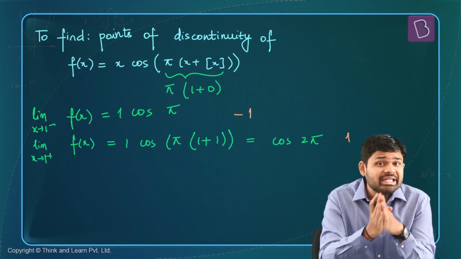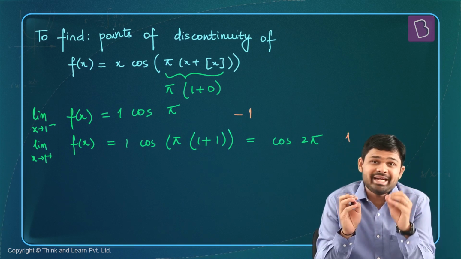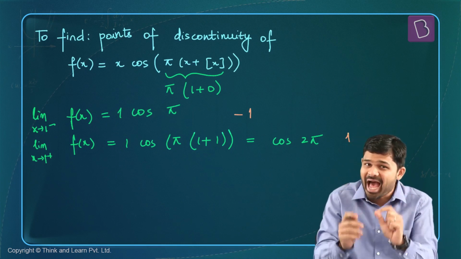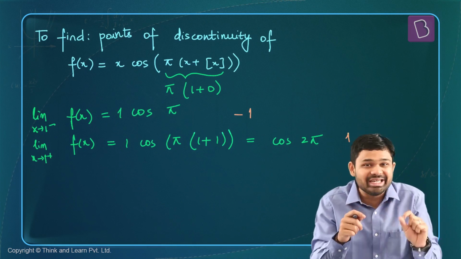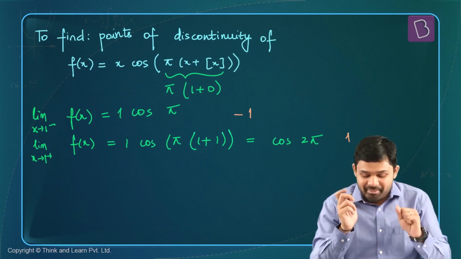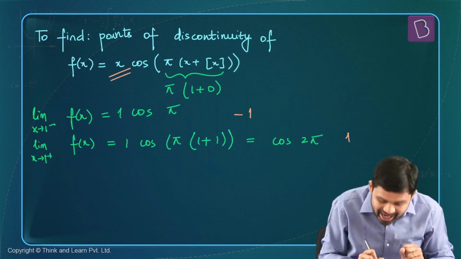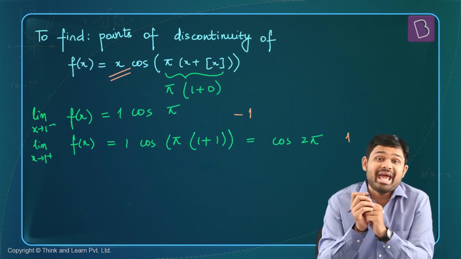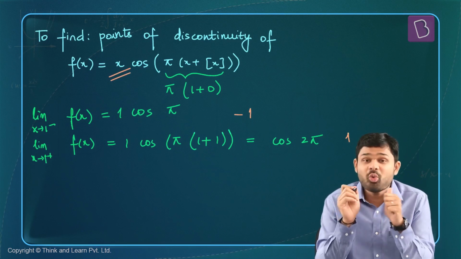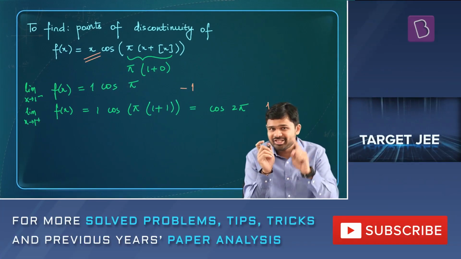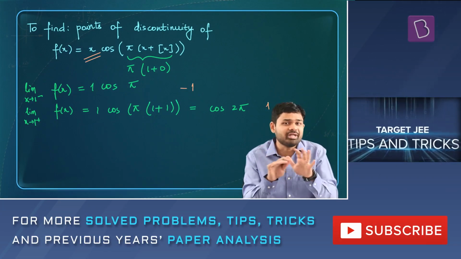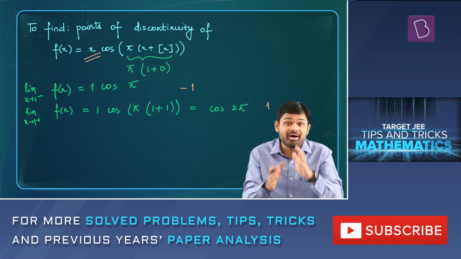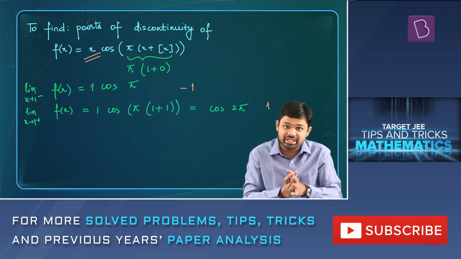So at all integer points, cos of pi times x plus greatest integer of x is going to be discontinuous. But hang on, do not mark all integers as the correct answer to this question, because you have an external x which is multiplying this function cos of pi times x plus greatest integer of x. So what happens because of that x? As long as that x is not equal to 0, nothing really changes. Your discontinuity is going to exist because of the limit not existing at those integer points.